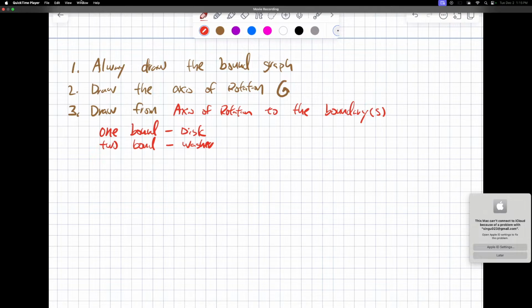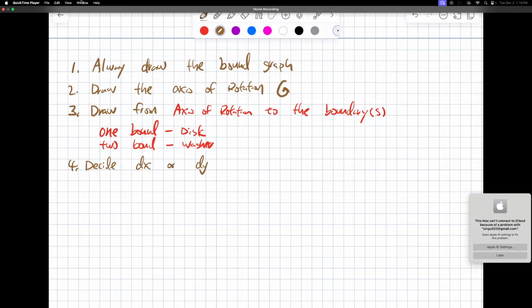Okay, so if you draw, and I'll show you how to do that in a second. So that's a very, very important thing. Decide are they disk or washer. The fourth step is gonna be deciding dx or dy.